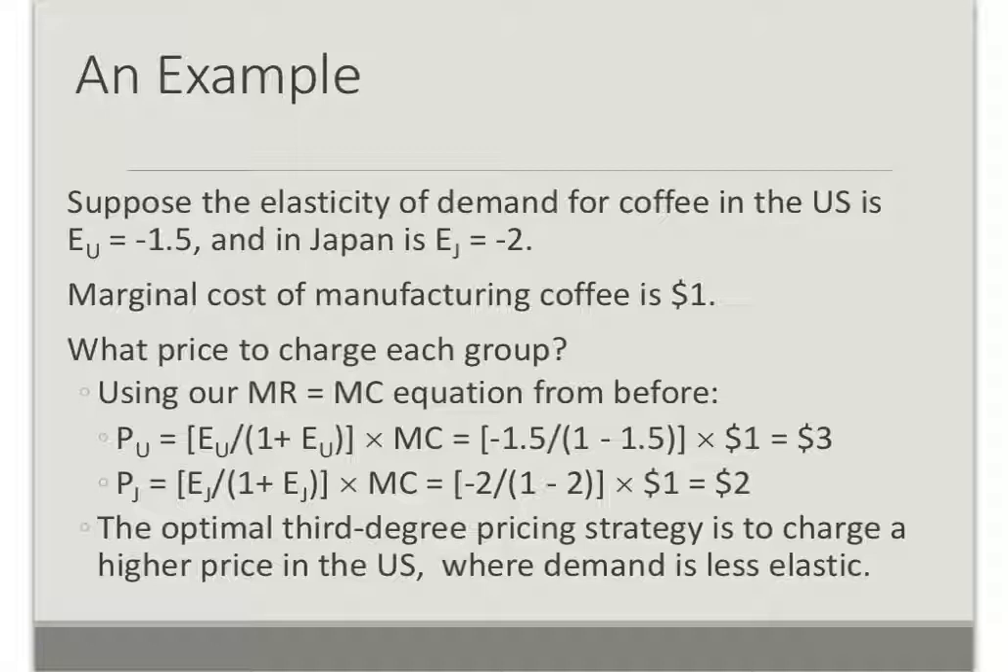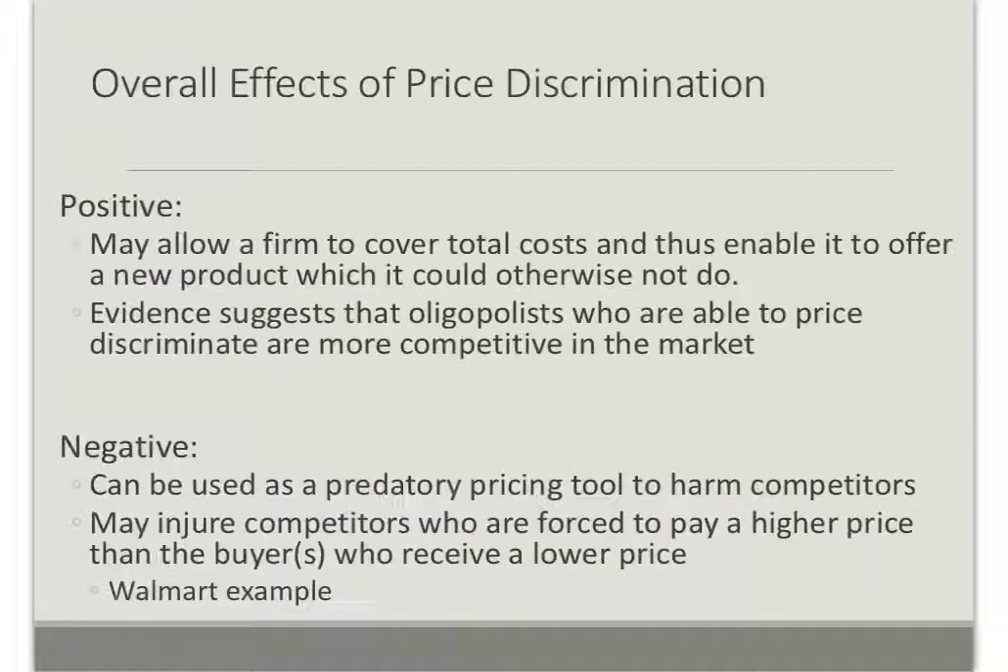Okay, let's suppose that making coffee costs $1. Okay, using the equation from a previous module where we said, okay, we're going to equate marginal revenue, marginal cost, and we said this. So when we were talking about elasticity, we said that's marginal revenue. So if we just plug in what our elasticity is and we multiply by our marginal cost, we get the prices for the two different geographies. We're going to charge for our coffee $3 in the U.S. because they're more inelastic, and we're going to charge $2 in Japan because they're more elastic. So the more inelastic group gets the higher price, the more elastic group gets the lower price.